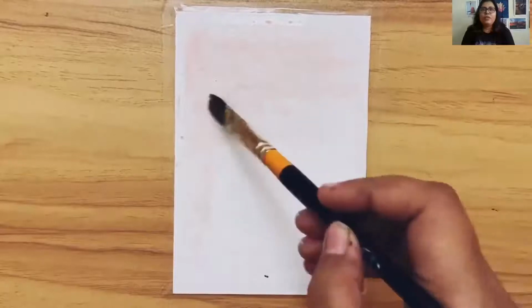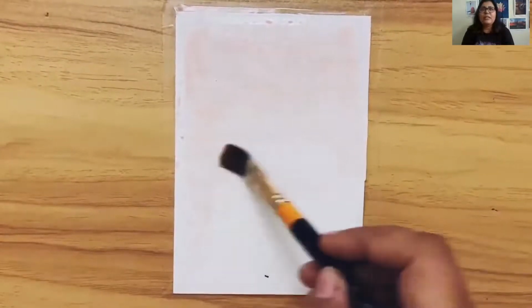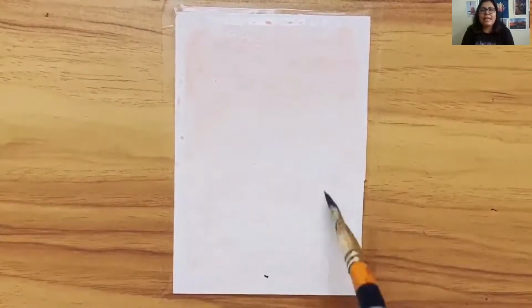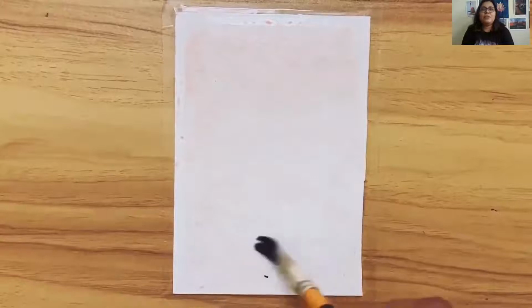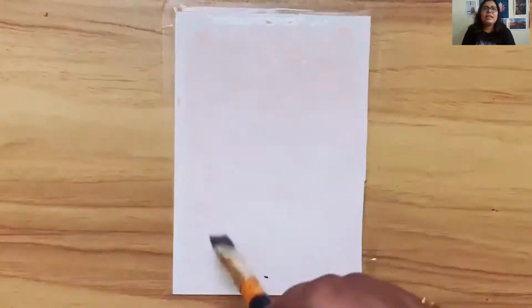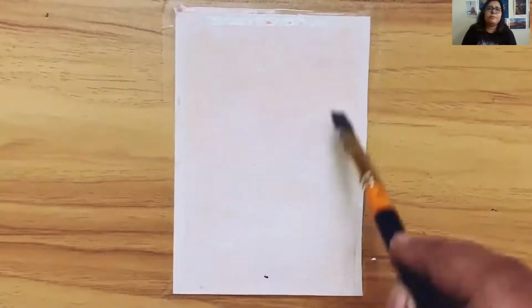Again, I'll repeat for those who have not attended the previous classes, why we moisten or dampen the paper. This is because when we apply the actual color, the color will spread very easily. We don't have to apply any extra effort in spreading the color. All right. So see, nicely I have moistened all of the paper.